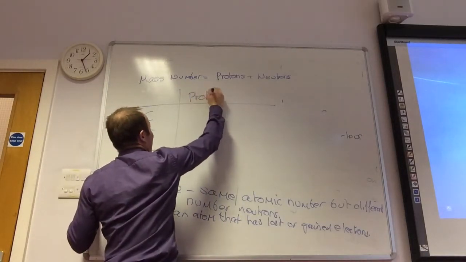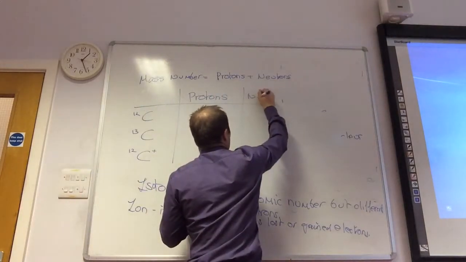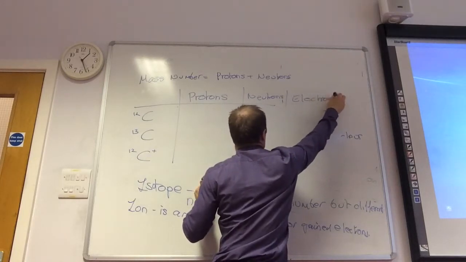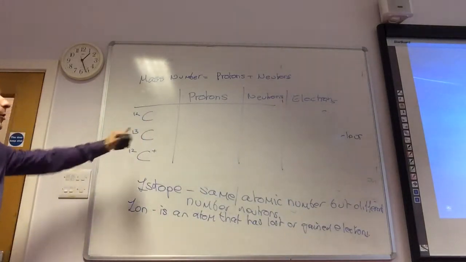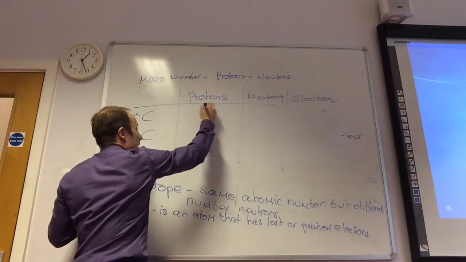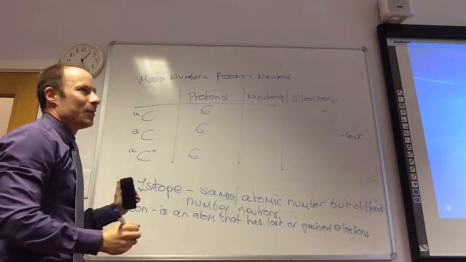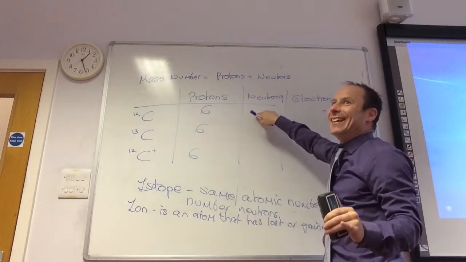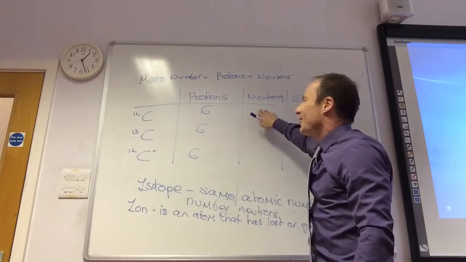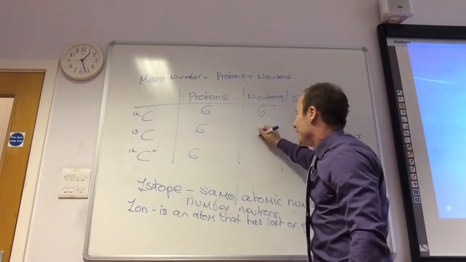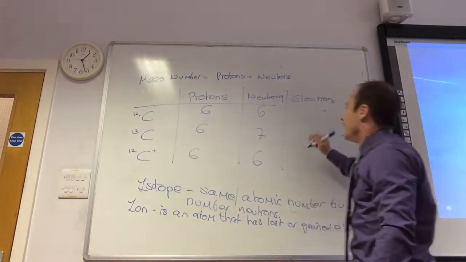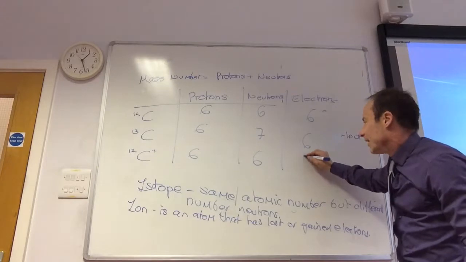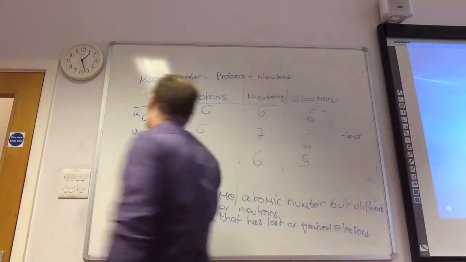And they want us to calculate how many protons, how many neutrons, and how many electrons we have. So carbon, atomic number 6, is going to be 6 protons. Number of neutrons? 6. That's right. And number of electrons? 6. What about this one? 5. Yeah, it's lost an electron because it has a positive charge.